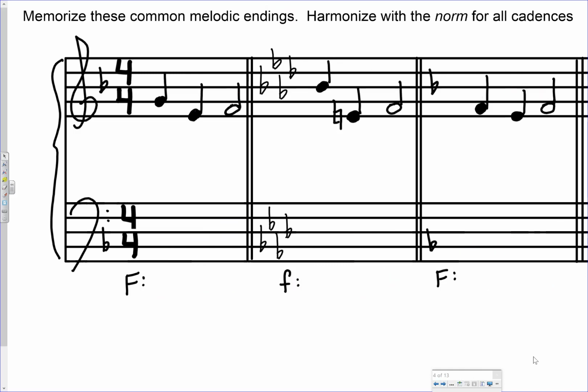Okay, now we have to memorize some more common melodic endings. And you should know that on the last frame, the sol, sol, do in the bass is the most common bass ending. And that is a fact. Another fact, the bass that we're going to create right now is the second most common bass ending. And it's when you see these patterns in the soprano. So let's take a look at these examples.